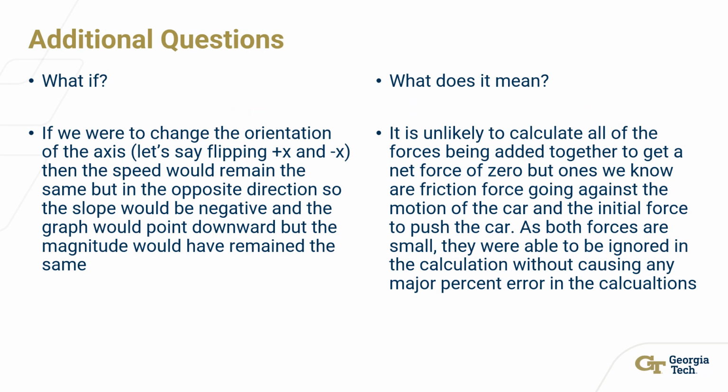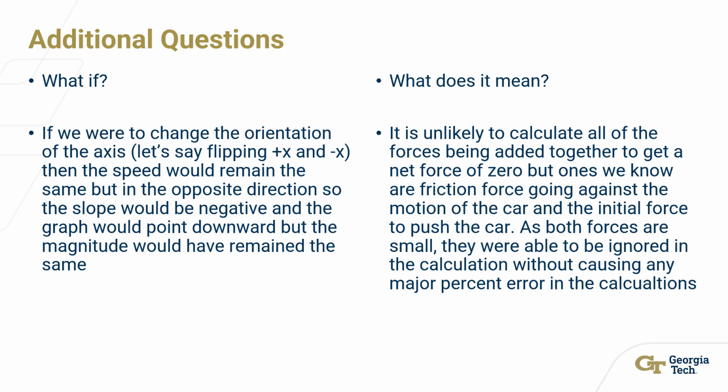And what if we were to change the orientation of the axis, let's say flipping positive x to negative x? The magnitude of the force and velocity would be the same. The only thing that would change would be the direction. So the slope would just be negative, moving in the negative x direction.